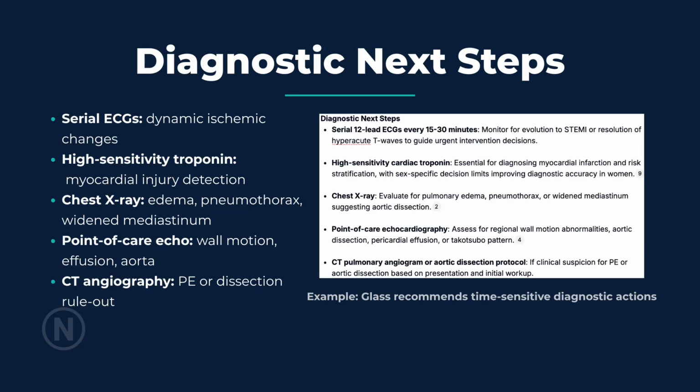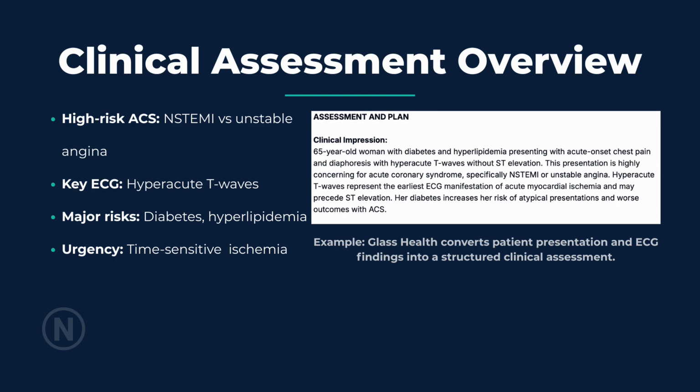For the diagnostic workup, Glass Health emphasizes several key steps. These include serial ECGs to monitor for evolving ischemia, high-sensitivity troponins, and a chest X-ray to evaluate for alternative causes. When indicated, it also suggests point-of-care echocardiography, or CT angiography, to assess for aortic dissection or pulmonary embolism. Glass Health synthesizes the patient information into a structured assessment, highlighting high-risk acute coronary syndrome, most likely NSTEMI or unstable angina. The risk factors and ECG changes underscore the need for urgent evaluation for ischemia.